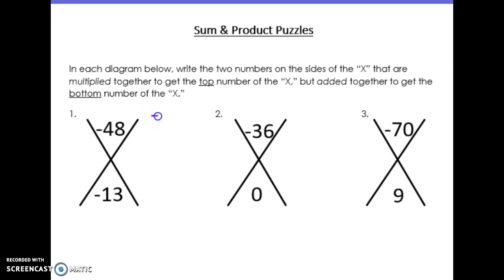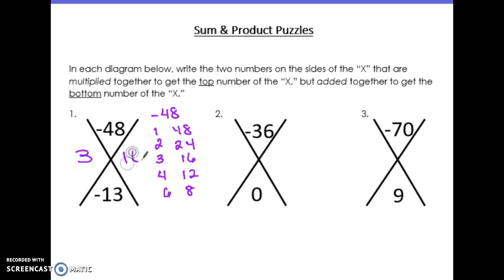So if I look at negative 48, I know that I can multiply 1 and 48, and 2 and 24. I can multiply 3 and 16, 4 and 12, and 6 and 8. And I'm going to play around with the negatives. So I want to multiply the 2 numbers together to get negative 48, but then add up to negative 13. A lot of times I just look at the differences to be 13. And 1 and 48, the difference is 47. That's not going to work. So right here we've got 3 and 16.